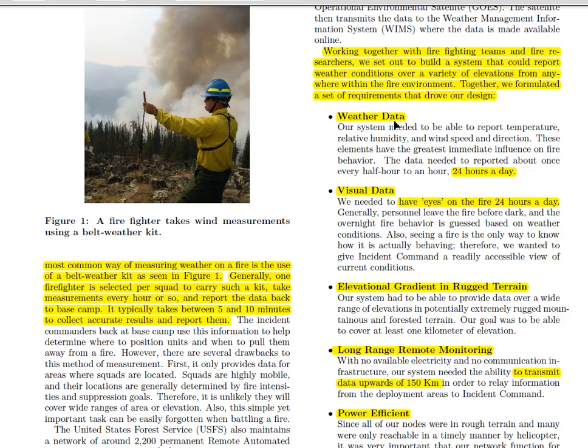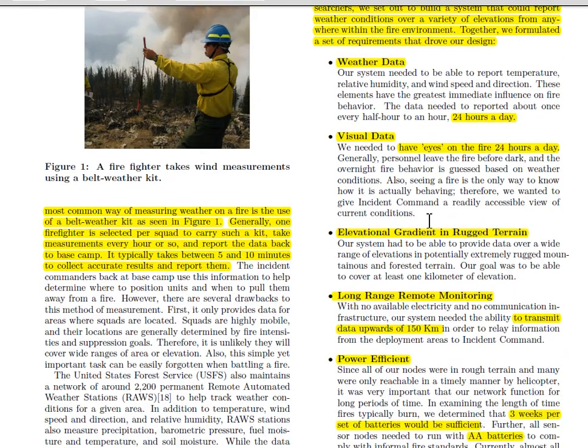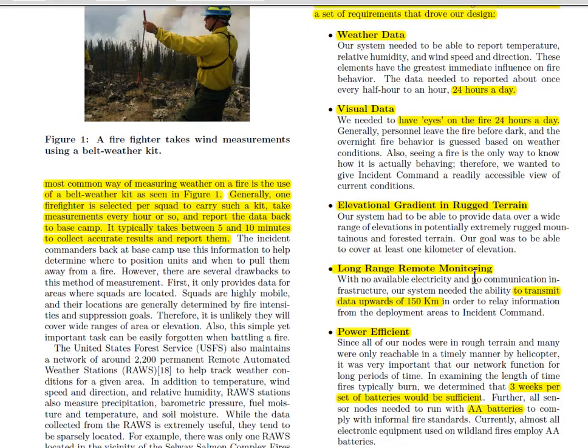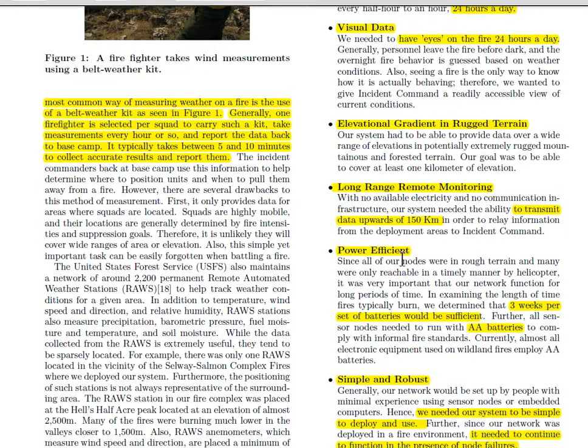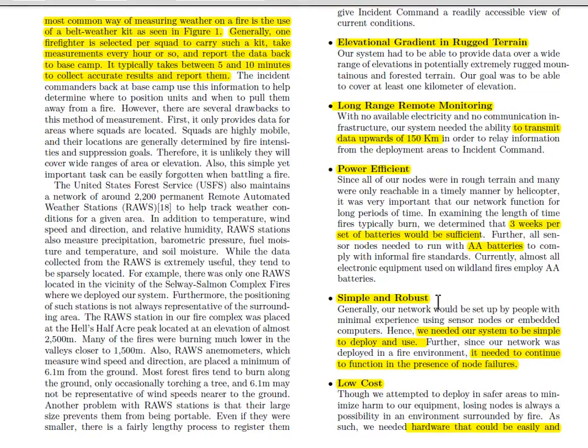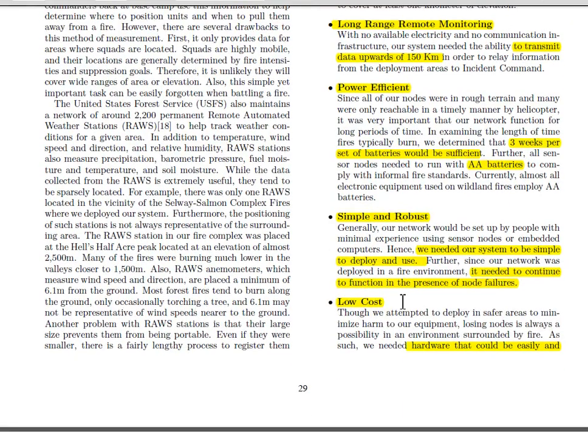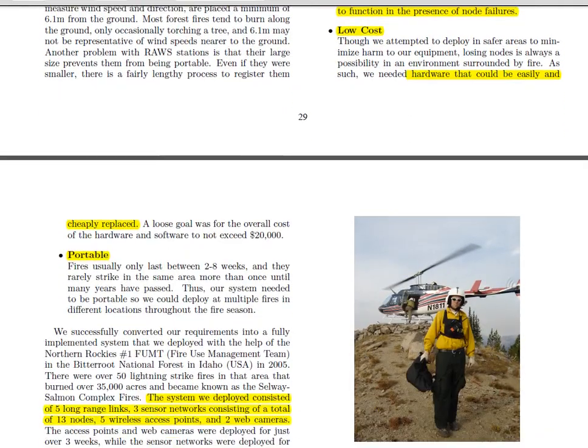So the weather data and visual data, as you know, is 24 hours data. Elevational gradient in the rugged terrain. Long range remote monitoring, we already discussed. Power efficient, simple and robust, low cost. These are all the requirements of the system.